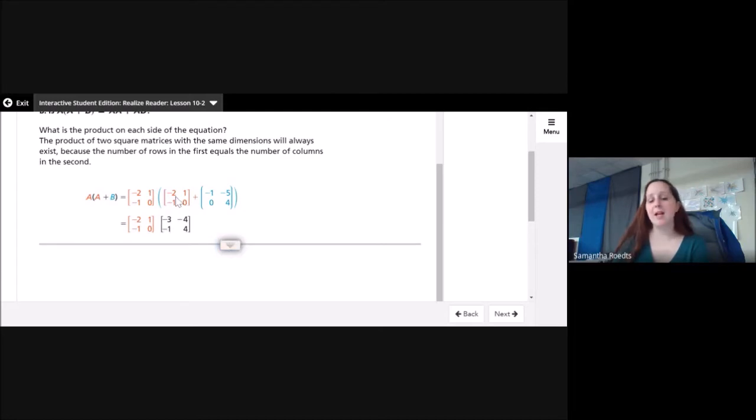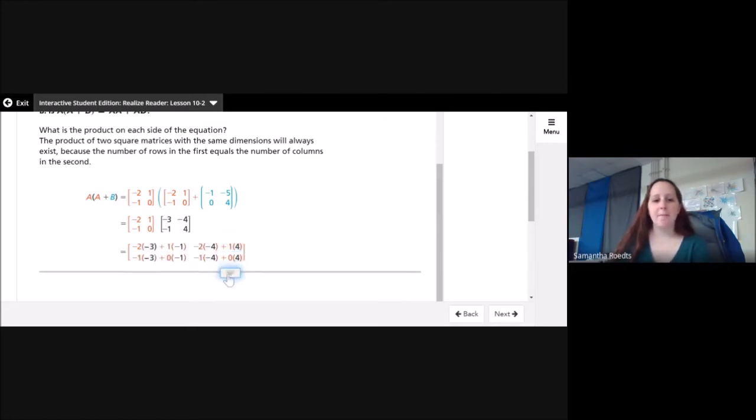Remember, when I'm adding or subtracting matrices of the same size, I just add or subtract their like counterparts. So negative two plus negative one, one plus negative five, negative one plus zero, zero plus four, which gives me this new matrix: negative three, negative four, negative one, four. Now I'm going to use matrix multiplication to multiply my original matrix A times my matrix A plus B. We'll call it C.